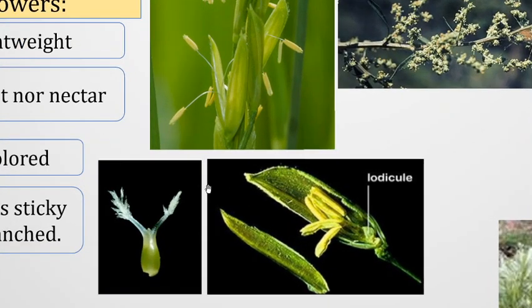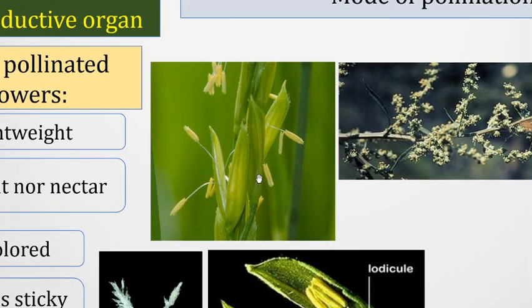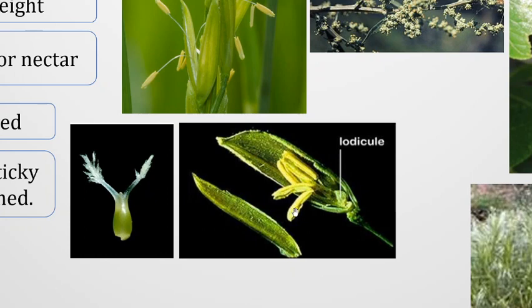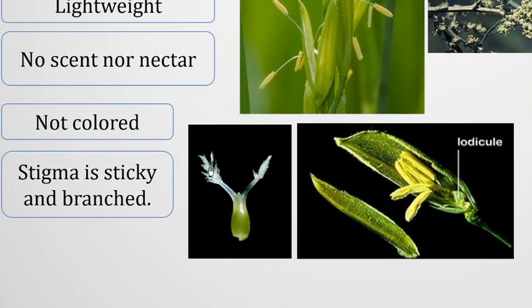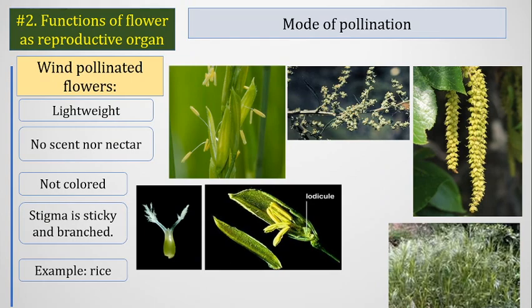For example, in the case of a rice flower, inside the inflorescence of a rice flower, we see that these yellow parts are anthers, and at the center it contains the ovary, style, and stigma. So we see that the stigma is sticky, feathery and branched, so that when pollen grains fall on it, they cannot get out of it, so they remain stuck on the stigma, and pollination happens further. So as an example of a wind pollinated flower, we can say rice.